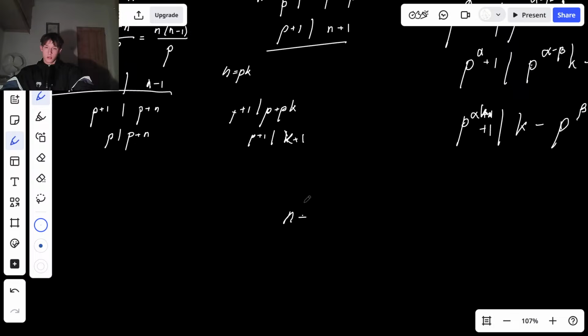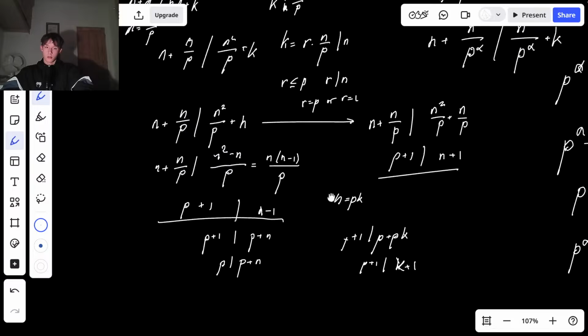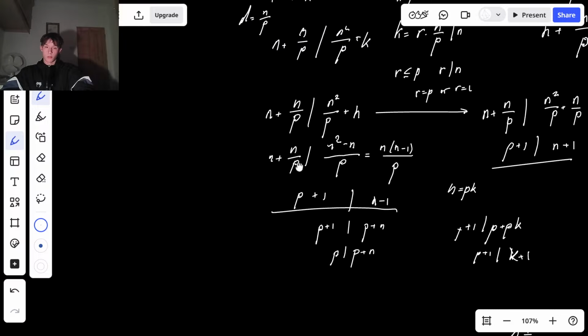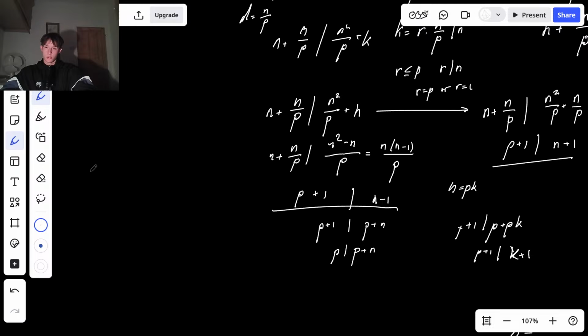So what I thought here, we used it for n over p, but we didn't use it for p. So we also know that n plus p should divide np plus some k. And I can divide everything by p and say that n over p plus 1 should divide this thing here.